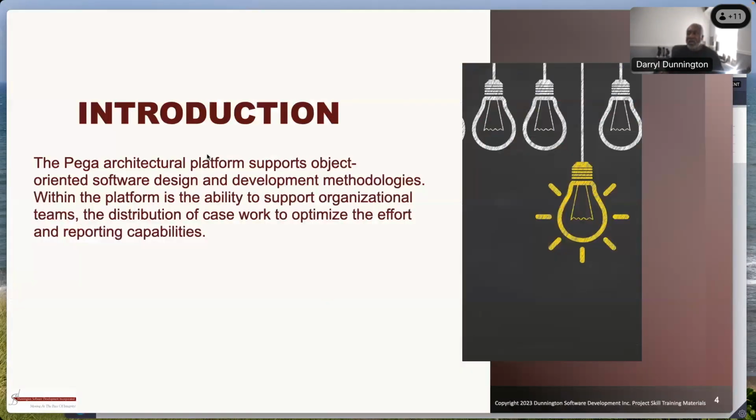In Pega, we have a platform that not only supports object-oriented software design and methodologies, but it also supports the ability to mimic organizational structure in teams, because its built-in capabilities is the ability to route work, human activity, to different people based upon the role that they play. And so we look at this optimization of casework so that we can minimize our effort, maximize our results, and also have some reporting capabilities associated with the case data for that work object.